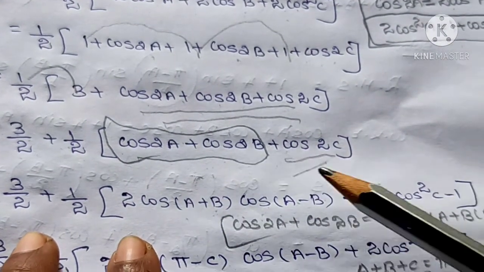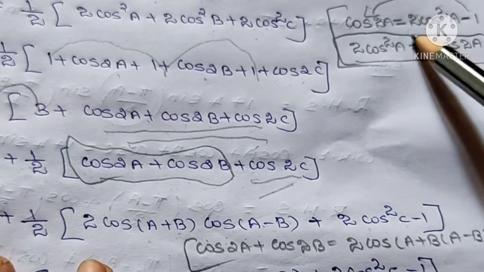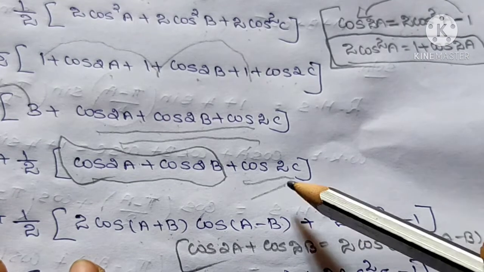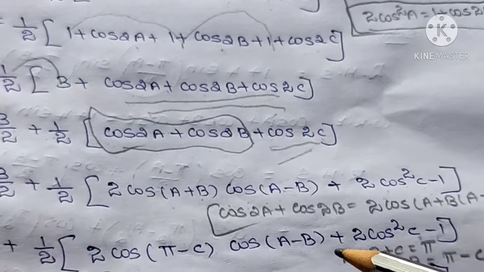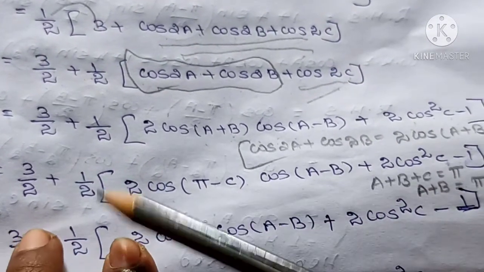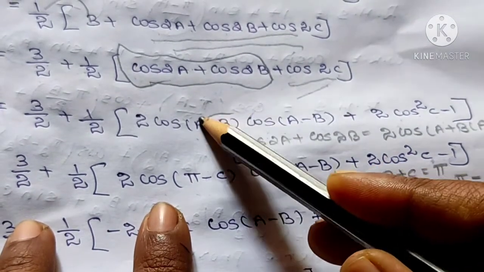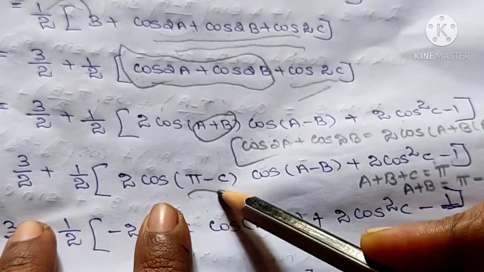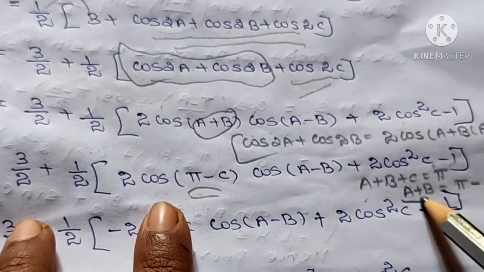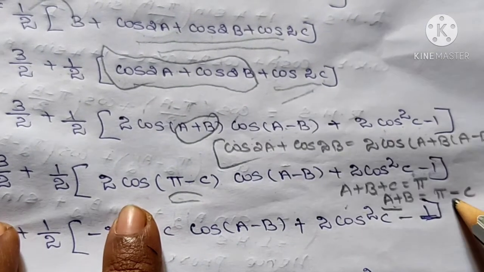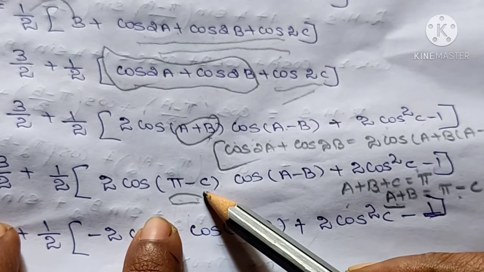And in place of cos 2C you substitute 2 cos square C minus 1. Use this result: cos 2A is 2 cos square A minus 1, so cos 2C is 2 cos square C minus 1. Okay, then listen to the next line. So 3 by 2 plus 1 by 2 into 2 cos, in this A plus B place you substitute pi minus C, because A plus B plus C is equal to pi. So A plus B is pi minus C. So in this A plus B place you write pi minus C.